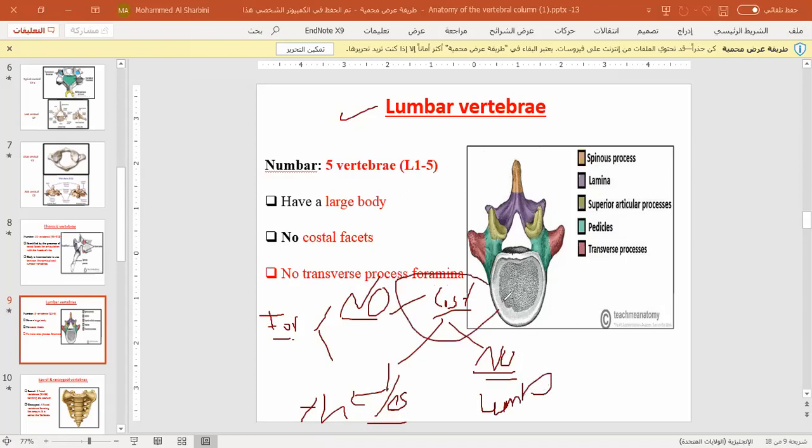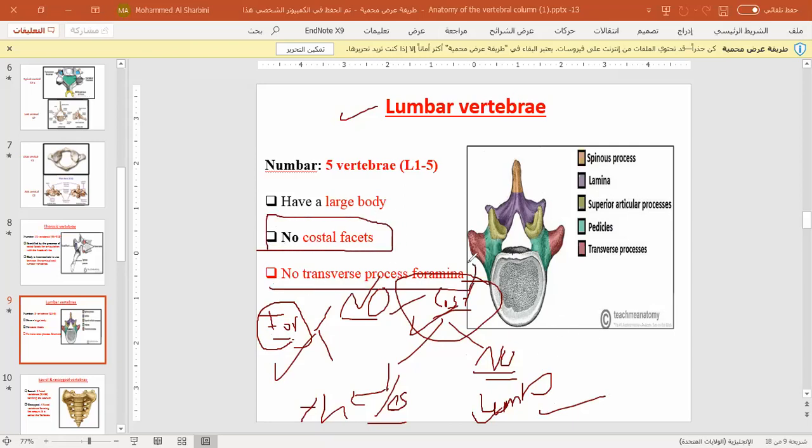Lumbar. No costal facet here. No foramen transversarium. So is this cervical or lumbar? No costal facet, so this is lumbar, and the lumbar is large in size. No costal facet, no foramen transversarium, and it is a large body, so it is a lumbar vertebra.